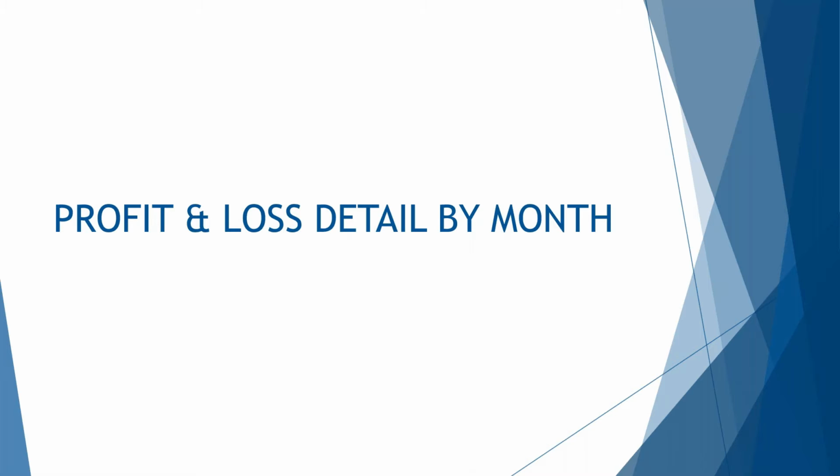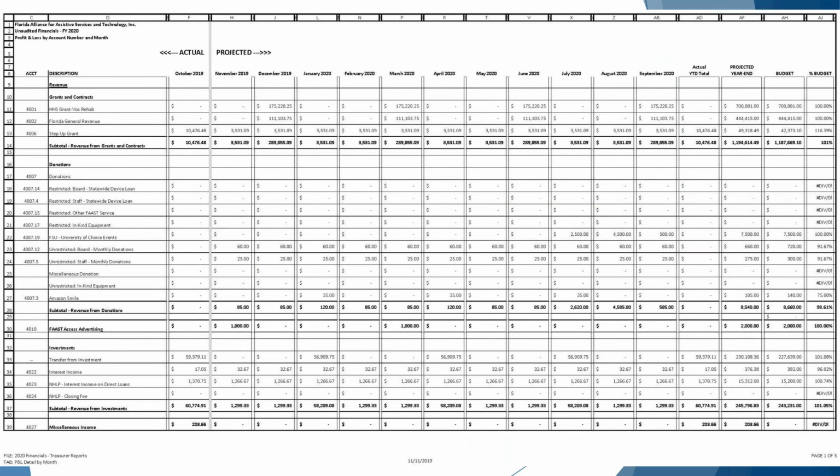So the next statement that we're going to look at is our profit and loss detail by month. This one is a little bit overwhelming. I'm not going to go into every single line like we did on the balance sheet, but this is page, I believe, 1 out of 5 on this document, and it goes further down, but these are all of the columns that you'll see in this PDF when it's presented.